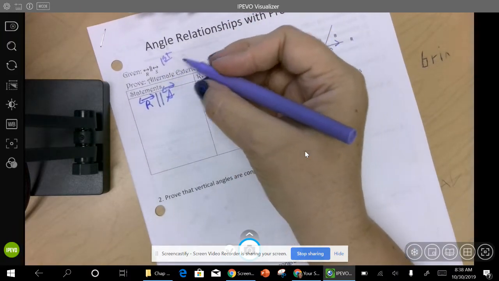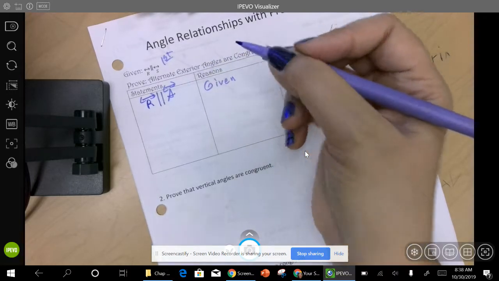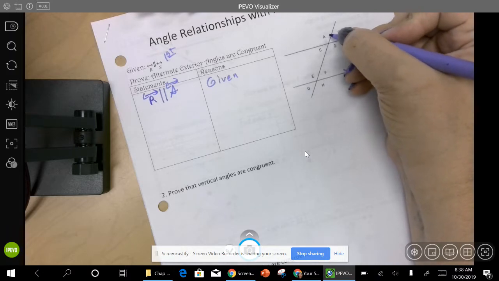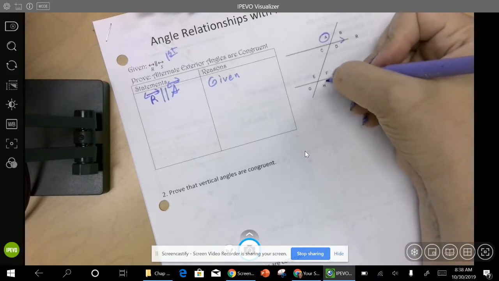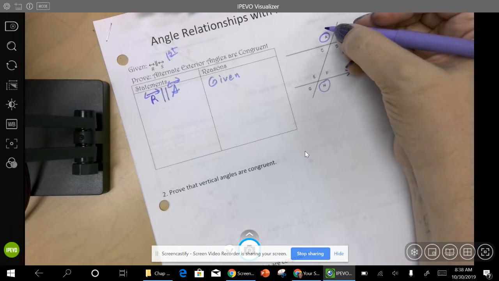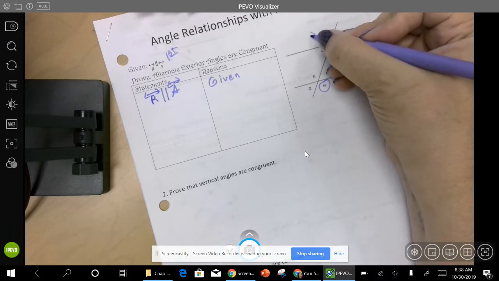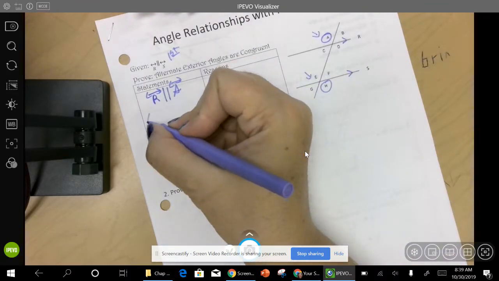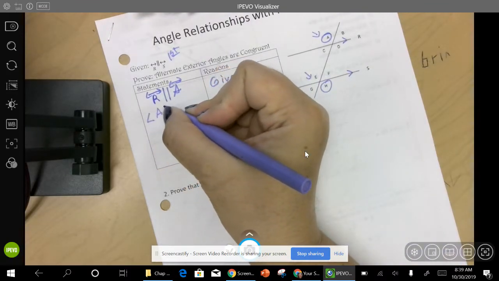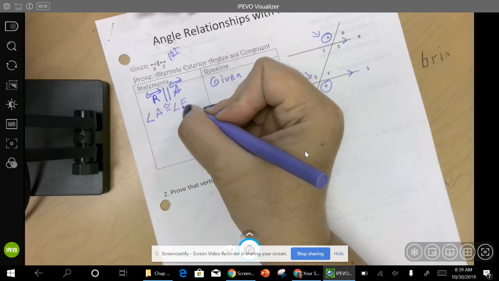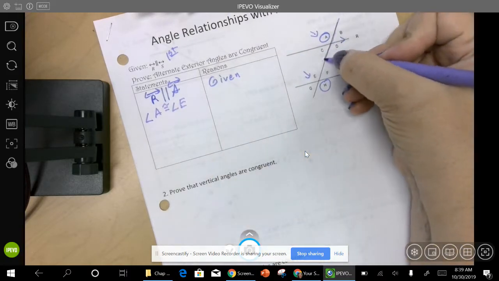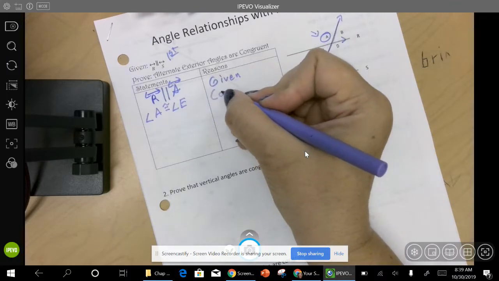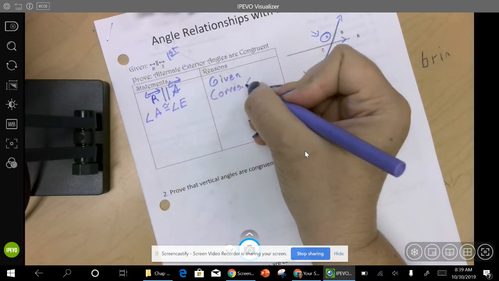And then we need to prove that alternate exterior angles are congruent. So I'm going to use angle A and angle H. Angle A and E are congruent because they are corresponding angles. Remember, same side of the transversal, skip one. So that's our corresponding angle theorem.